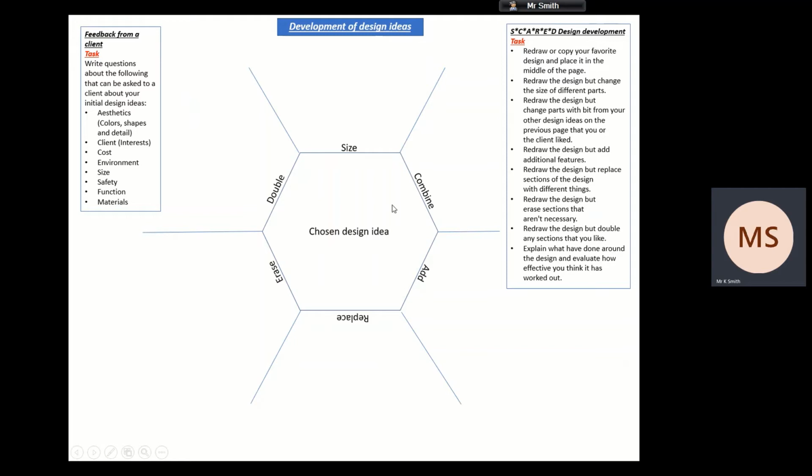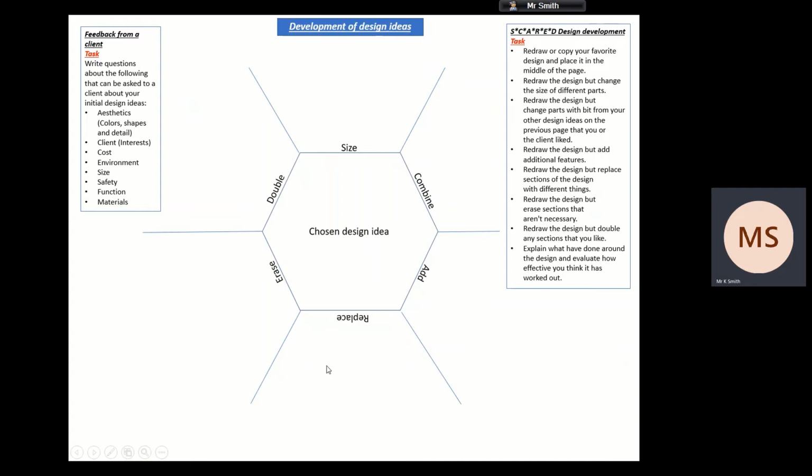Combine. So you've got 3 different design ideas. You could combine 3 different aspects that you liked from some of the design ideas, or something else you could combine with. Add, might be that you could do with an extra support, or you could add some armrests or whatever it is that you're designing. So you could add just something. Replace something. So if you've done something in a certain way, maybe you think it'd be better if it was replaced with this or this.